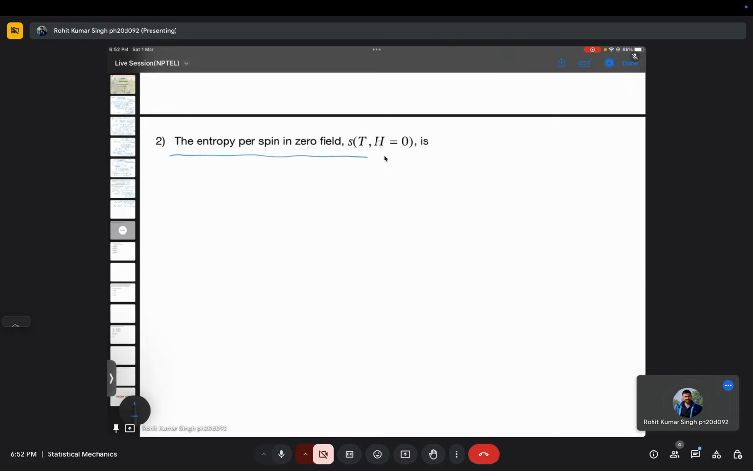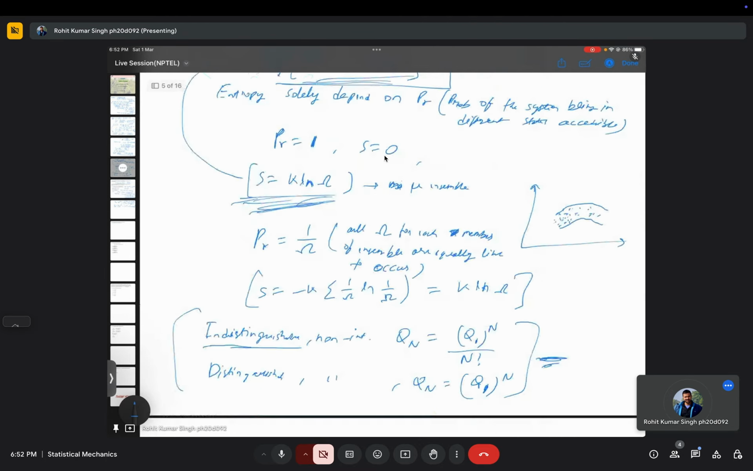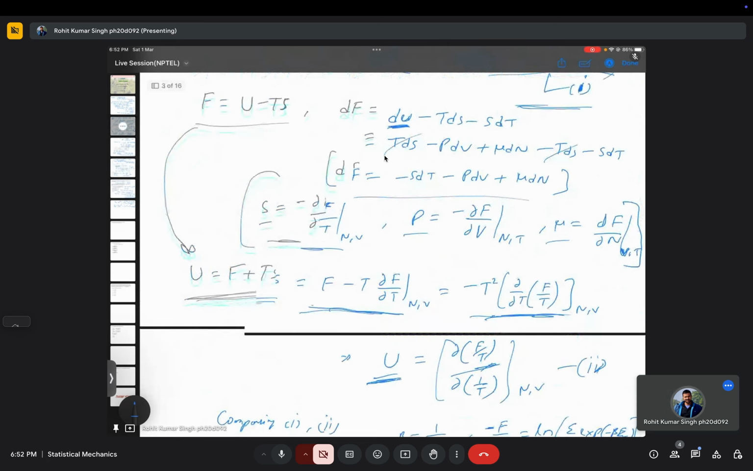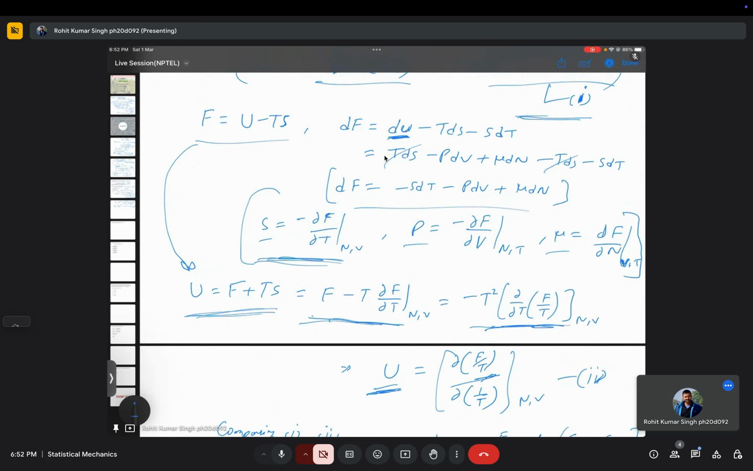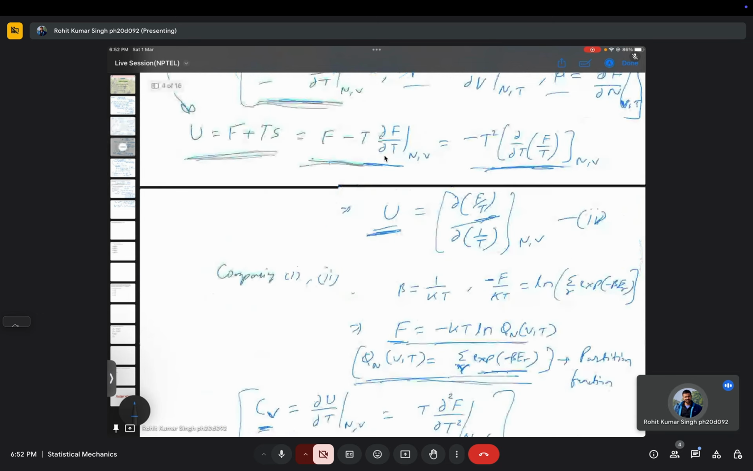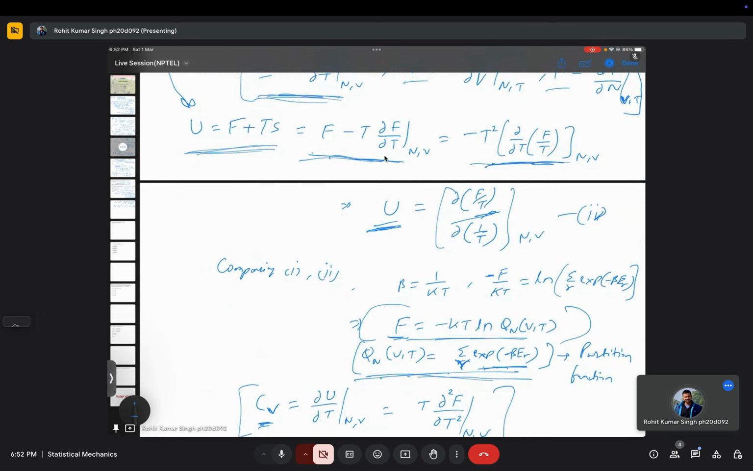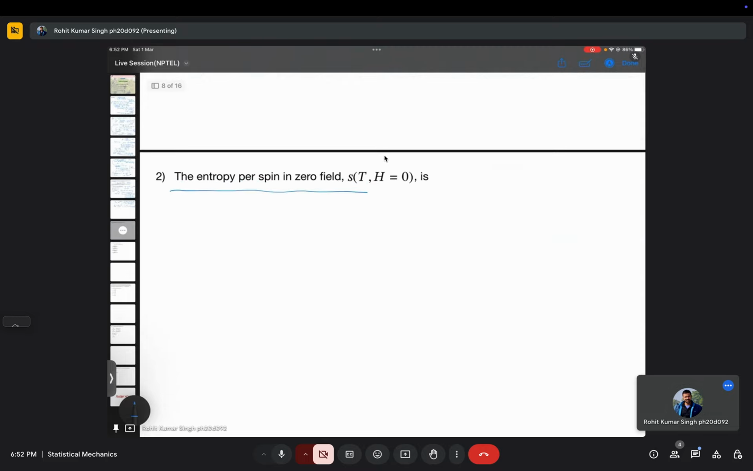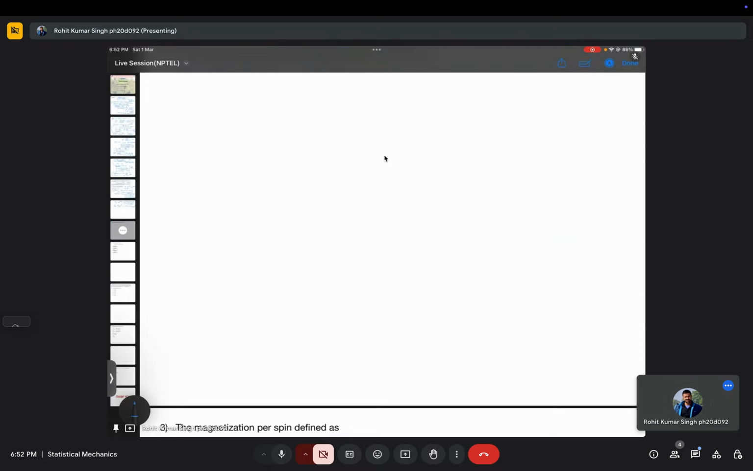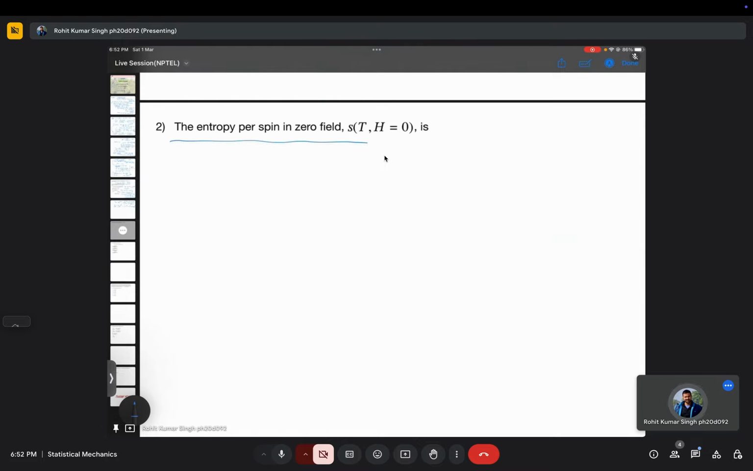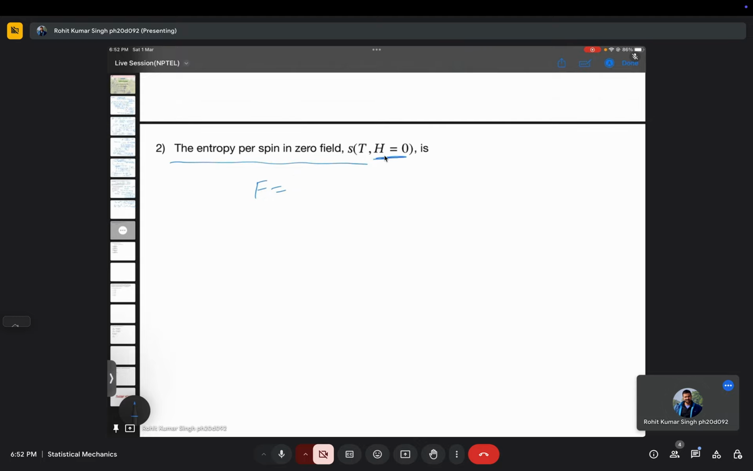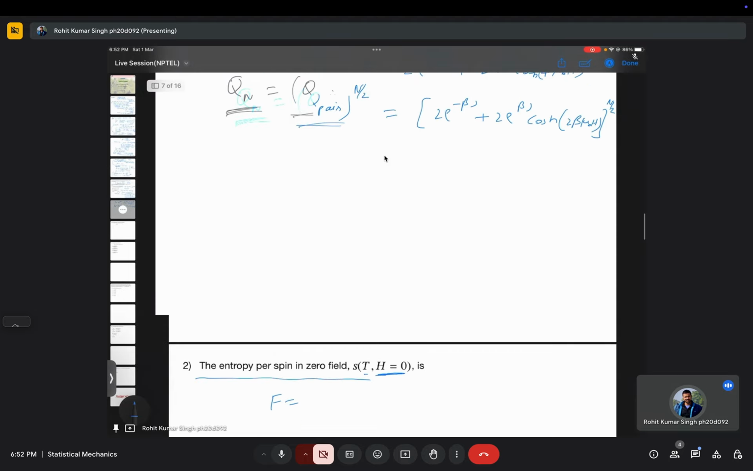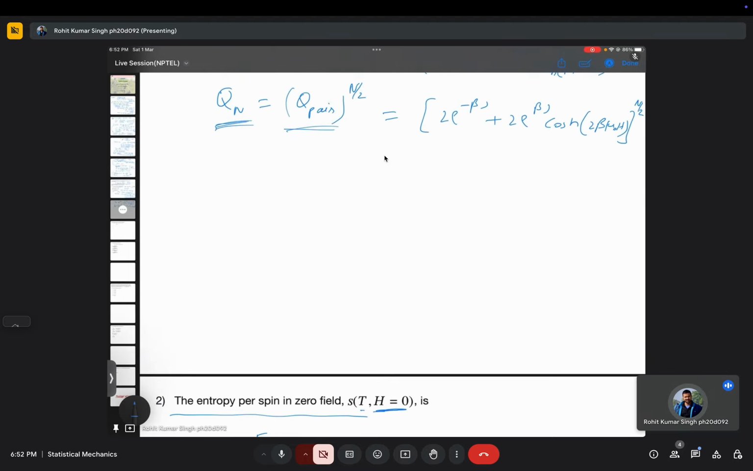So we know the formula for entropy, right? We can use this formula, because we can write the Helmholtz free energy in terms of the partition function from here, right? And we can calculate entropy. So let's do that. First let's write the Helmholtz free energy. But wait, it is asking at temperature T and H equal to 0, right? So let's first find the partition function at H equal to 0.